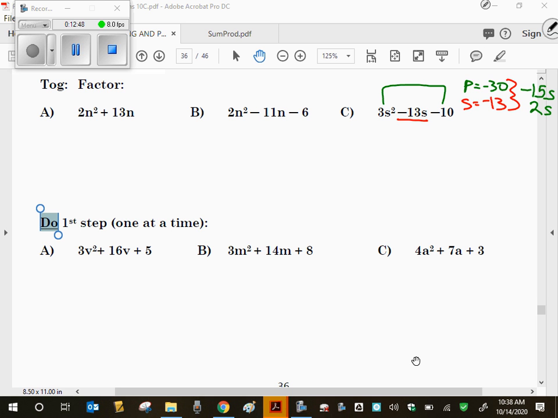Next step, write down the first term and the last term exactly as it is. And now decompose this red term, negative 13S, into negative 15S plus 2S. I'm going to put the 15 with the 2, or sorry, with the 10. But you know what? It's probably better if I don't do that, because then I don't have to take a negative GCF out. It doesn't matter if you do that or not, or switch them around, you'll get the same answer.